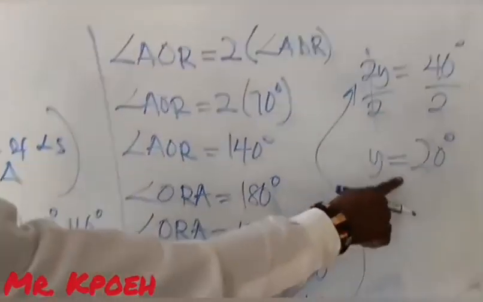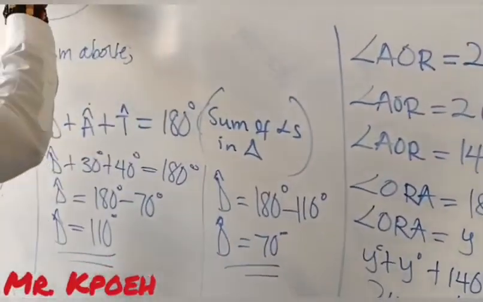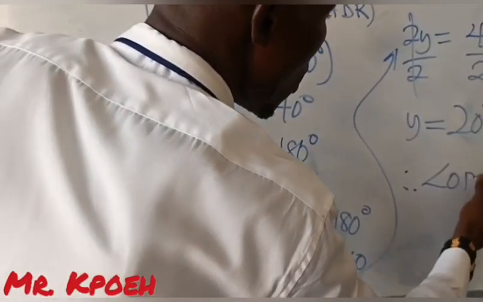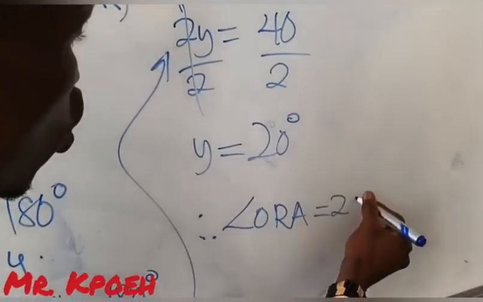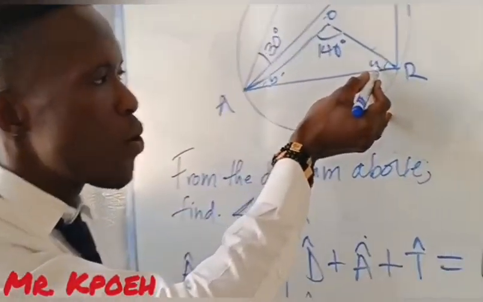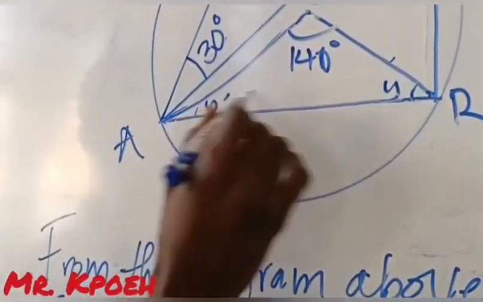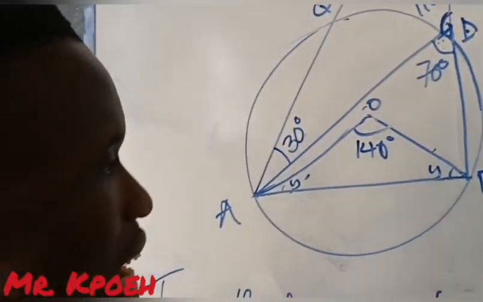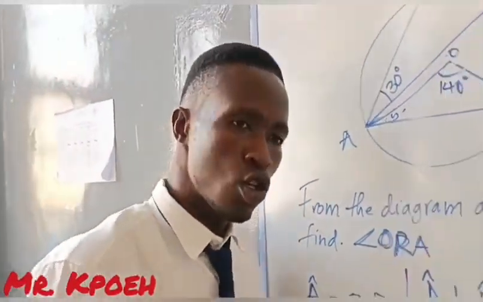Now, if y is equal to 20 degrees, it means that ORA is equal to 20 degrees. Because I told you, we want to represent the angle with a variable, such that when we find these variables, then of course we finish finding ORA. So this is the value of angle ORA. So thank you. Continue.